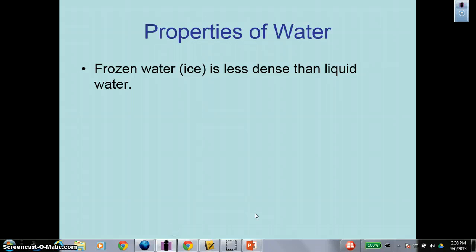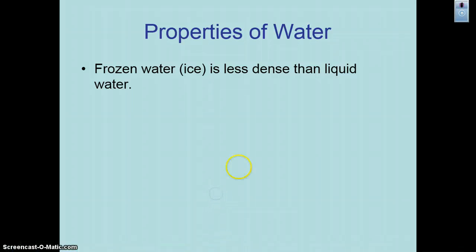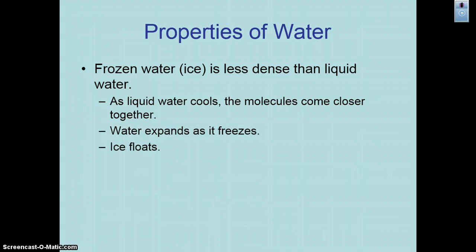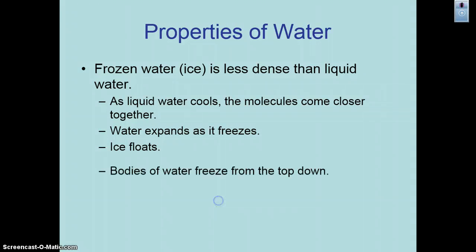Another property of water is the fact that as it freezes, it becomes less dense in ice form than liquid water. And this is something that we all have practical knowledge of, because when you have ice cubes and you put them inside of a glass and you pour a liquid on top of it, eventually the ice cubes are going to come to the top. They're not going to stay at the bottom because they are less dense than the liquid water that they're in. So as water cools, the molecules actually move closer together, and this causes water to expand as it freezes and causes ice to float.